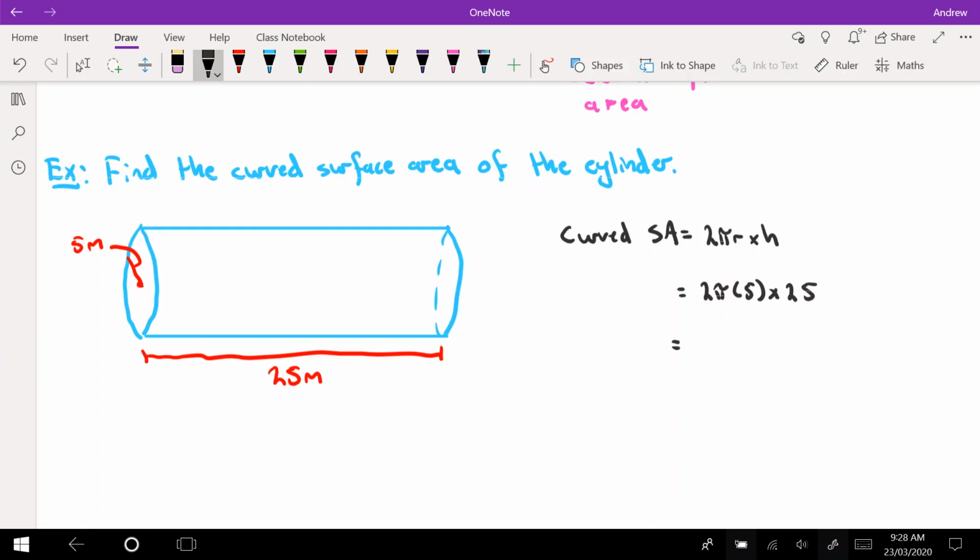Does anyone have an answer for me? Get out your handy dandy calculators. Let's start practicing how to put these in our calculators. You're going to know how to do it. 700. So this curved surface area is 785.4. And always remember your units at the end. Meters squared. It is still area, so it is still meters squared.